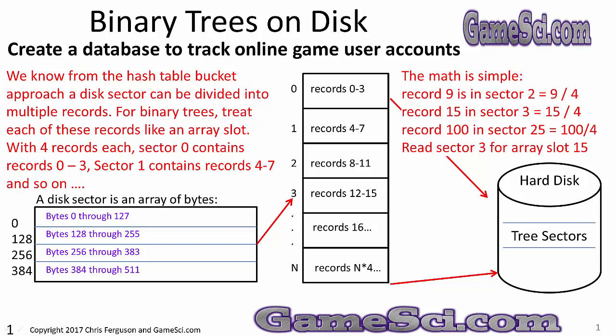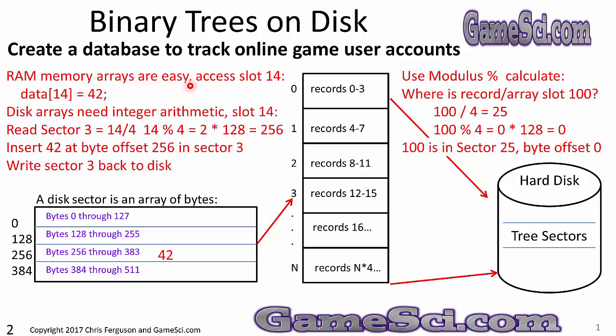We learned in the lesson on binary trees how to map a binary tree to an array. All we have to do is calculate the sector number when we want to read a record from the binary tree array. If you want to go to slot 15 of the binary tree, you've got to read sector 3. That's all there is to it. A simple little math will tell you which disk sector to retrieve a binary tree record from.